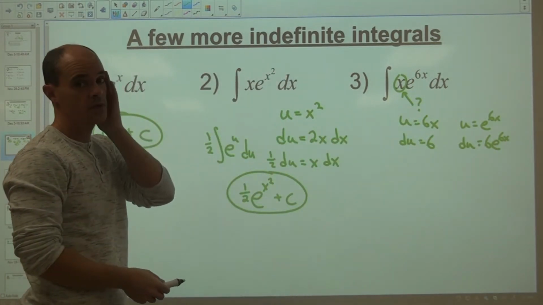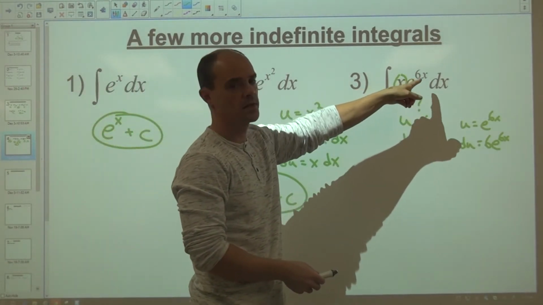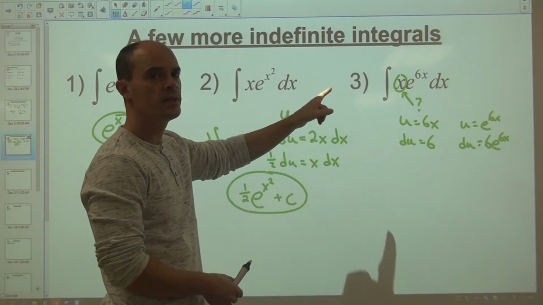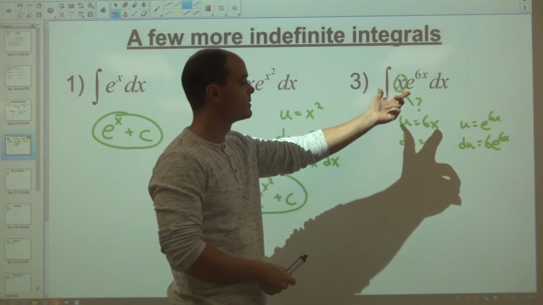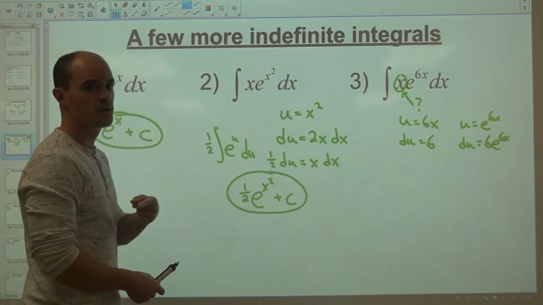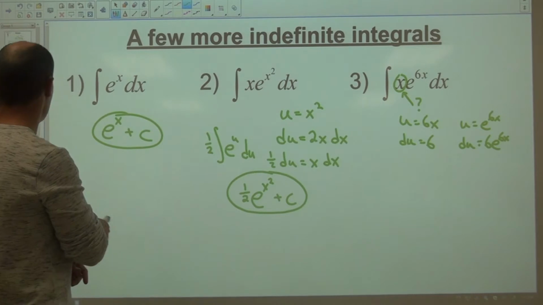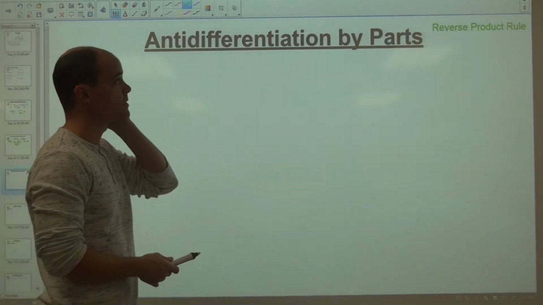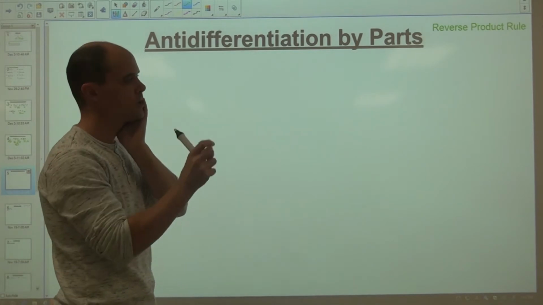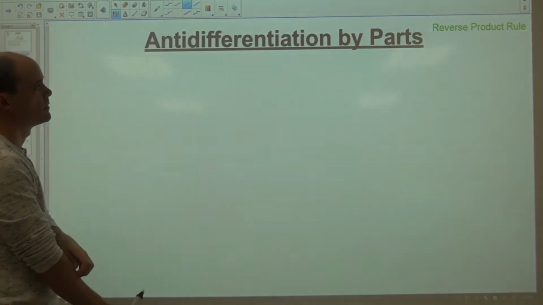Well, that's because it's not a chain rule. A chain rule never produced x e to the 6x. Well, then what did? Well, this, my friends, is a product. And today we're going to undo the product rule. So we've undone chain rules, now we've got to undo product rules. So this strategy is called anti-differentiation by parts, because you're going to have to pick and choose the parts at which you apply to your antiderivative.